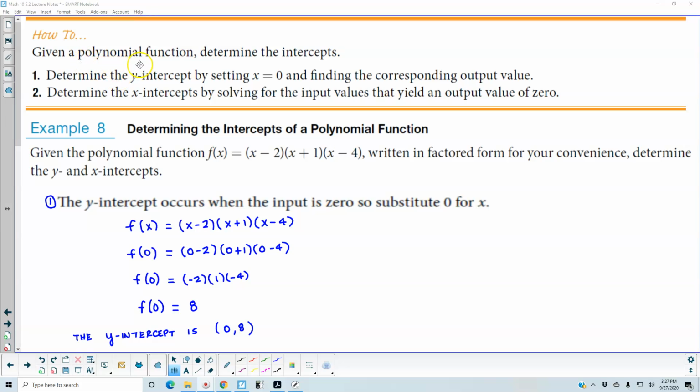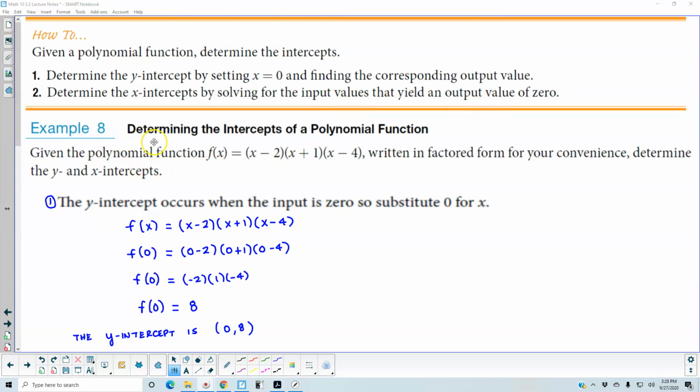Given a polynomial function, determine the intercepts. Number 1, determine the y-intercept by setting x equal to 0 and finding the corresponding output value. And number 2, determine the x-intercepts by solving for the input values that yield an output value of 0.